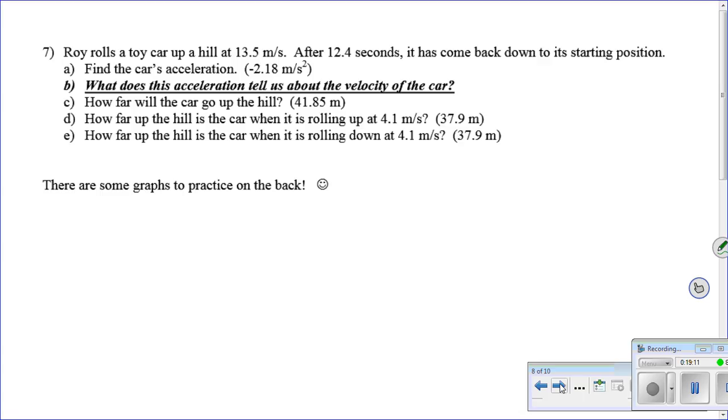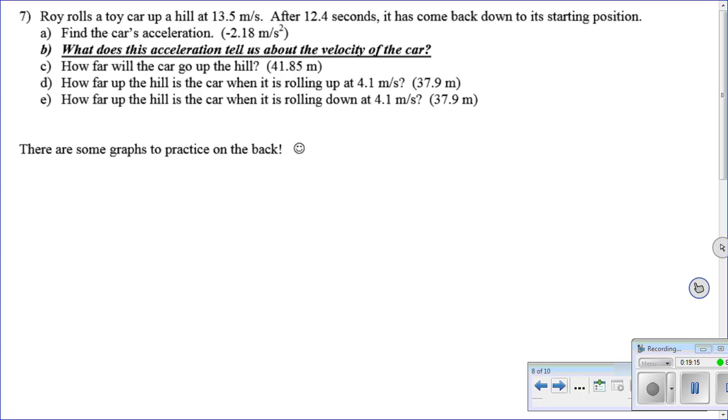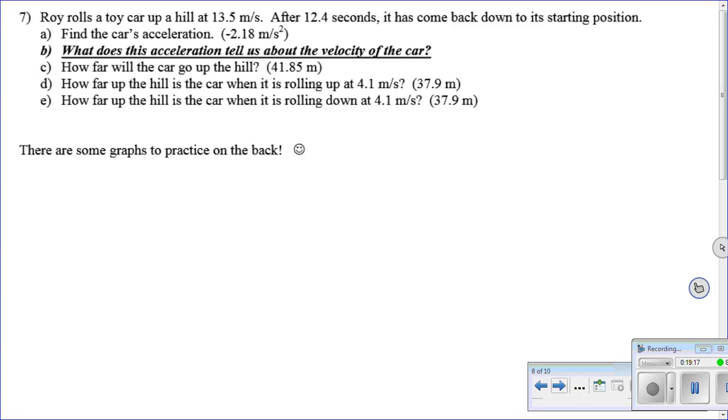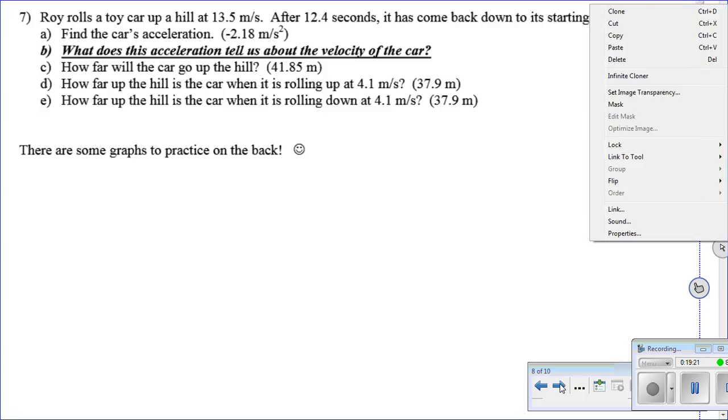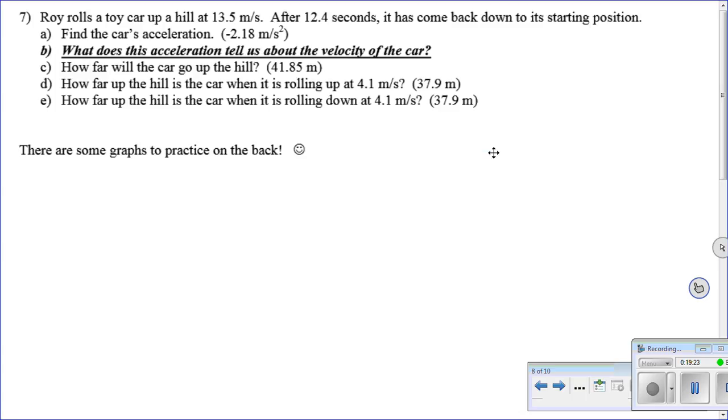All right, number 7, another ball going up a ramp problem. I guess let's put a car in this one, right? Let's lock this so that it doesn't move around on me again. All right, make our drawing.